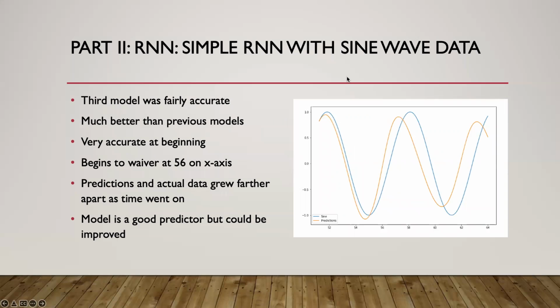So the third model was fairly accurate. As you can see, it lines up with the actual data. It's really accurate through here. I mean, obviously it's off, but it's following the pattern almost exactly. It starts having problems around 56 on the x-axis, and after that, it grows further and further apart. So it could definitely be improved, maybe by adding another layer or just getting a better fix on the neurons and epochs. But this isn't too bad compared to the first 2.